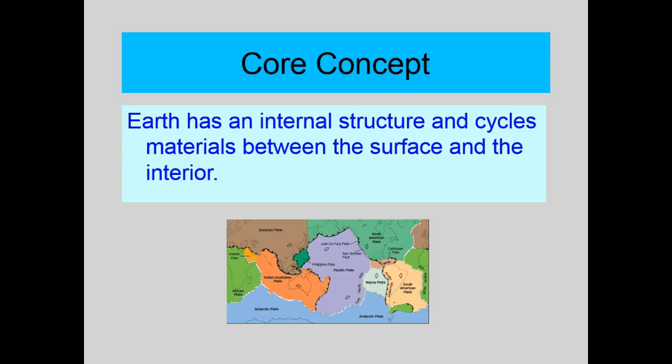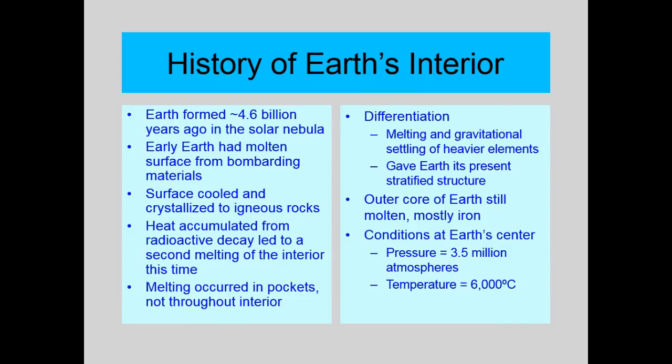So we'll get to see this later and talk about especially the boundaries. But that happens because of the Earth's internal structure and the fact that it's cycling materials mostly around the boundaries of the plates. Okay?